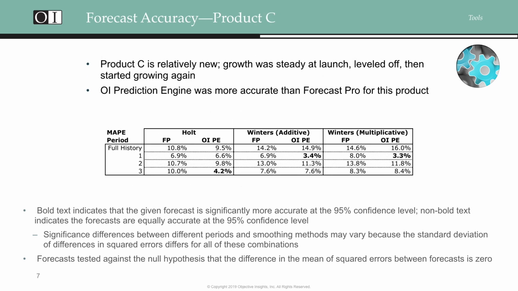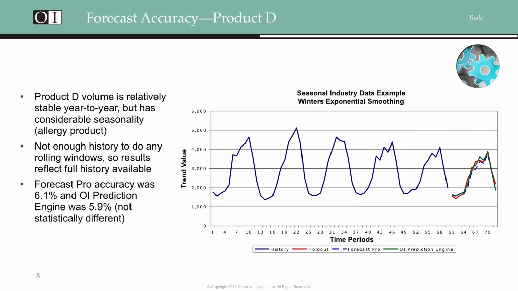Here for product C, product C is a relatively new product. Its growth was steady at launch. It had leveled off and then it started growing again. And here you can see that the results are pretty consistent across the two software packages, but if there is a difference, the OI Prediction Engine was better. And here are the results for product D.